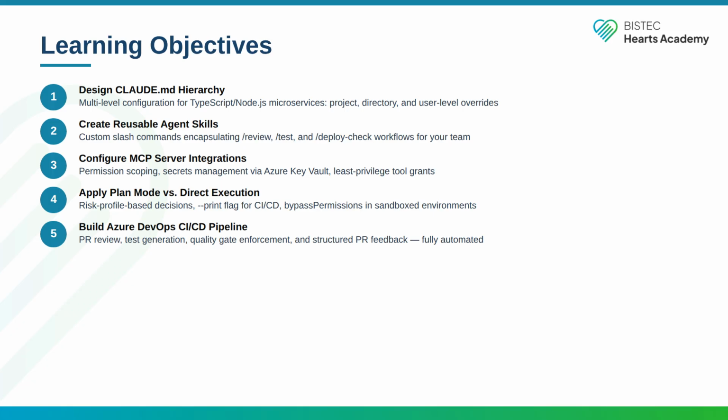The fourth objective is understanding when to apply plan mode versus direct execution based on the risk profile and scope of a change. You'll also master the print flag for non-interactive pipelines and understand the legitimate and dangerous uses of permission mode bypassPermissions. The fifth objective brings everything together. Building an automated Azure DevOps CI/CD pipeline where Claude performs PR security review, generates missing unit tests, enforces a quality gate, and posts structured feedback as a PR comment, all without manual intervention.